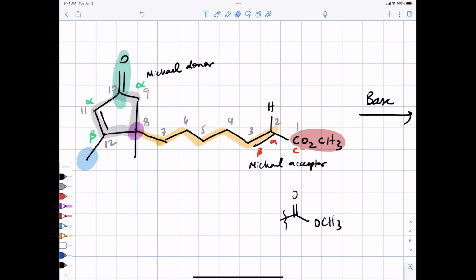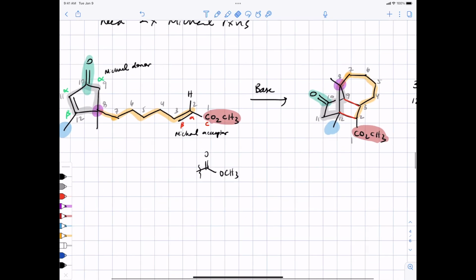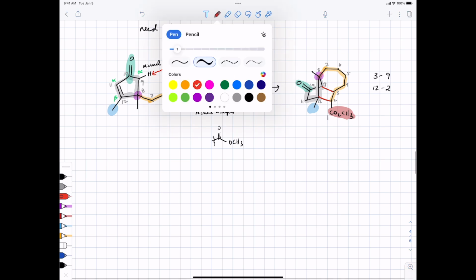So there's a reason, now that we've decided which bonds we're going to make, and we've got reasonable connectivity, it makes sense to remove the proton, the green alpha proton 9, first, and have that be a nucleophile. Now we're going to do the mechanism.